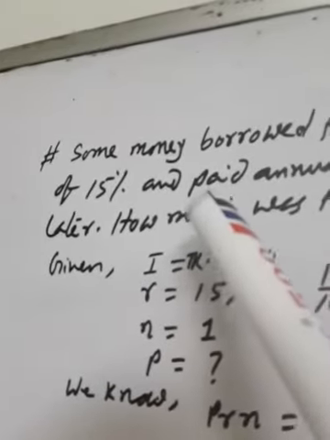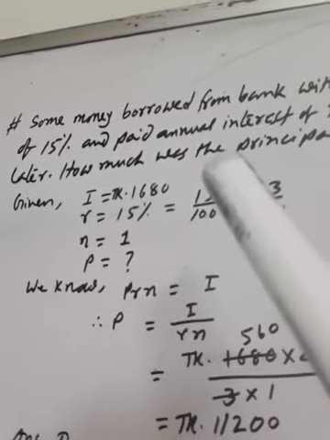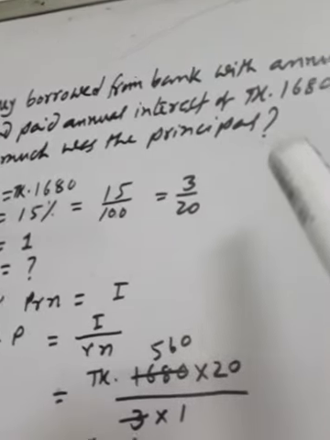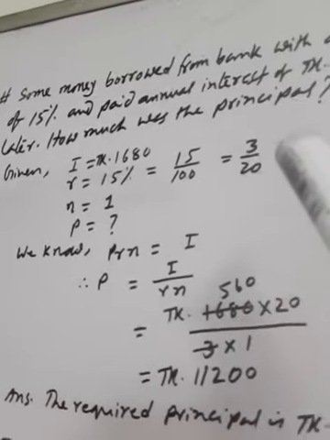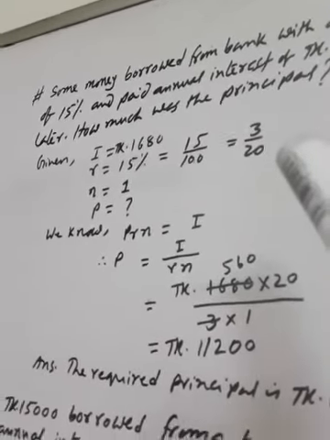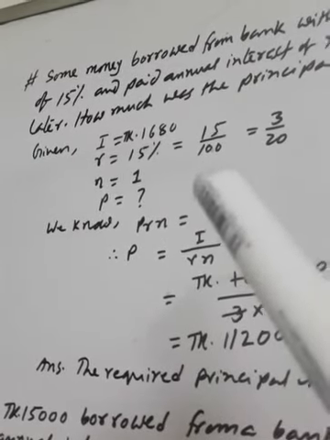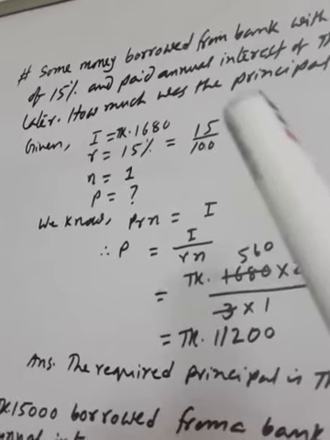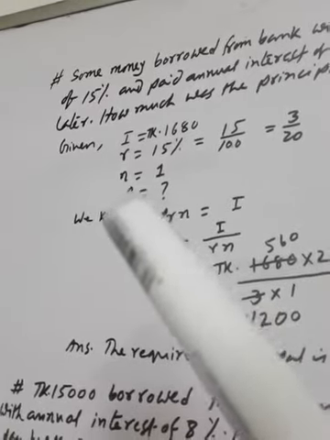Next, some money was borrowed from a bank with annual interest of 15% and the interest paid was taka 1680 one year later. How much was the principal? We have to find out the principal. Given interest equal to 1680, rate of interest 15%, 15 by 100. If 15 is divided by 5, then 3. 100 divided by 5, 20. 3 by 20. Number of years, 1 year.